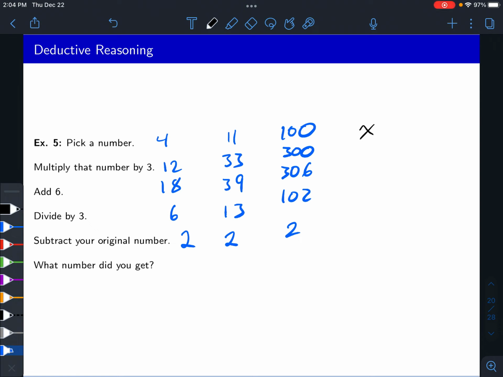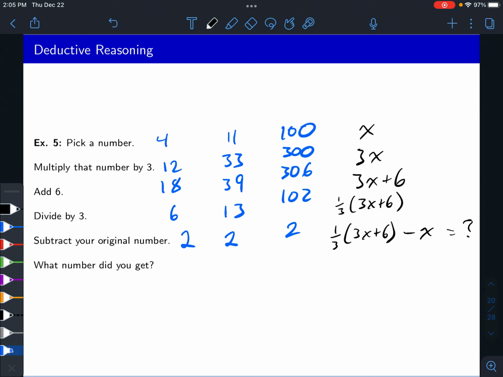So let's introduce a variable here. Let's call our original number x, and then just follow what we get by applying this procedure of we multiply by 3, add 6, etc. So if I multiply x by 3, now I'm at 3x. If I add 6 to that, I'm at 3x plus 6. If I divide that by 3, I'm getting a third of 3x plus 6. And then if I subtract my original number, I'm just subtracting x and then seeing what I get.